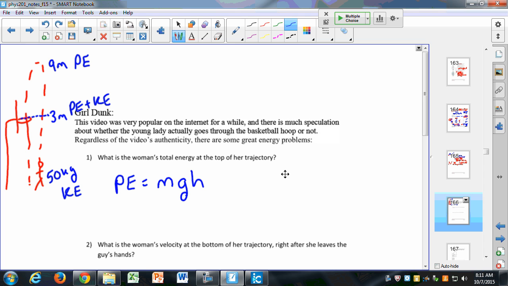All right, so go ahead and find out our total energy, and then once you move on and work part two of this, I'll give you a couple minutes to find the velocity at the bottom of the trajectory right after she leaves the guy's hands. So find her potential energy at the top, and then I want you to find her speed when she leaves the guy's hands, part two. Oh, not 9 meters, I'm sorry, I did 6 meters up here. 9 meters, that'd be really high. We're going to do 6 meters.